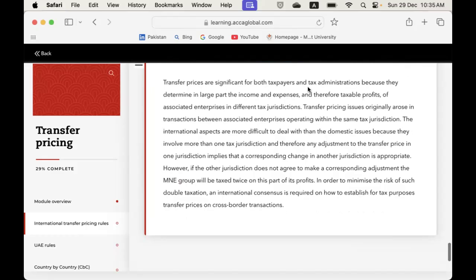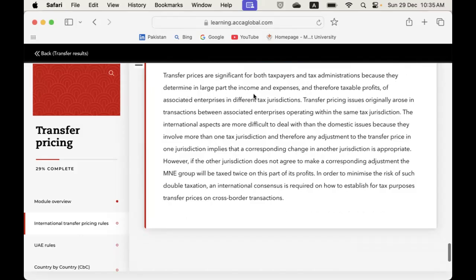Transfer prices are significant for both taxpayers and tax administrations because they determine in large part the income and expenses, and therefore taxable profits, of the associated enterprises in different tax jurisdictions. So why are transfer pricing rules important? Because through these rules you are selling from the UAE to Saudi Arabia. In Saudi Arabia, a company is buying, which means they are recording an expense, which means their profit is going down. What will be the concern of Zatka? Oh gosh, this Saudi Arabian company, which is purchasing from their own group company in the UAE, is playing a game with us. The UAE company is overpricing the transaction, and our company in Saudi Arabia is recording an expense which is overstated, and that is why the profit has gone down, and this company cleverly is not paying enough tax to us. That's the concern Zatka has, right?